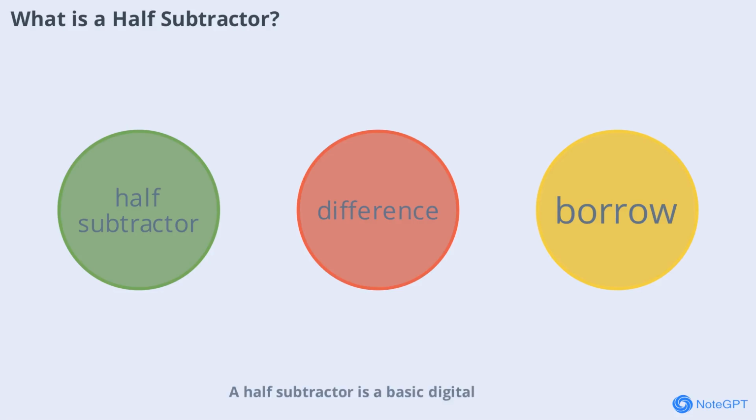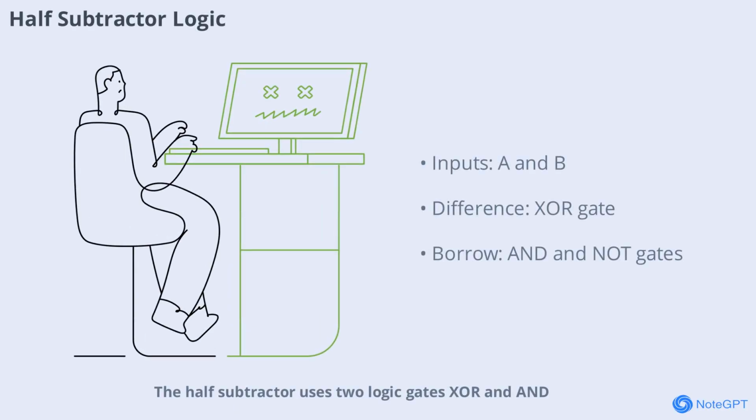A half subtractor is a basic digital circuit that subtracts one binary digit from another. It has two inputs, usually labeled A and B, and produces two outputs, the difference and the borrow. The difference is the result of the subtraction, while the borrow indicates if the subtraction required borrowing from a higher bit. Half subtractors are simple but form the foundation for more complex subtractor circuits.